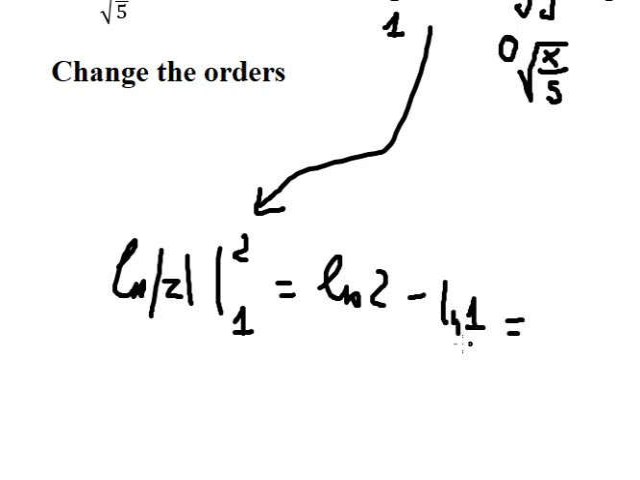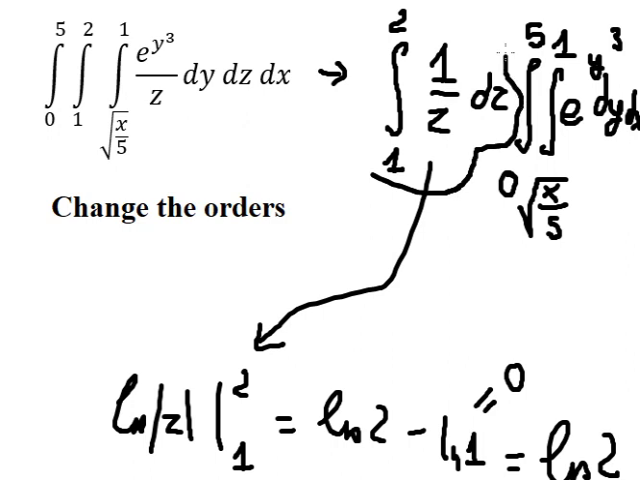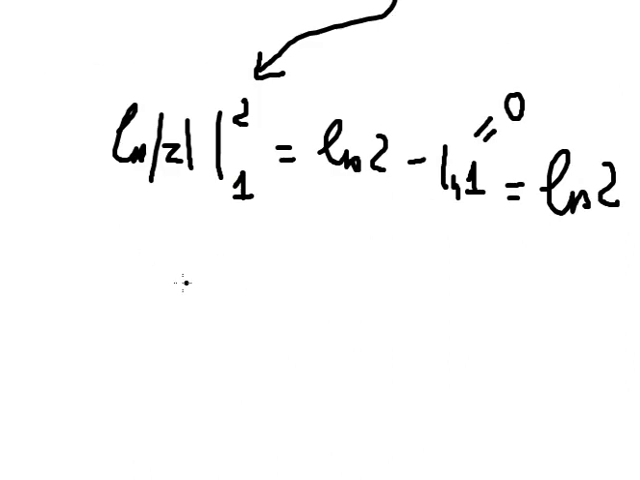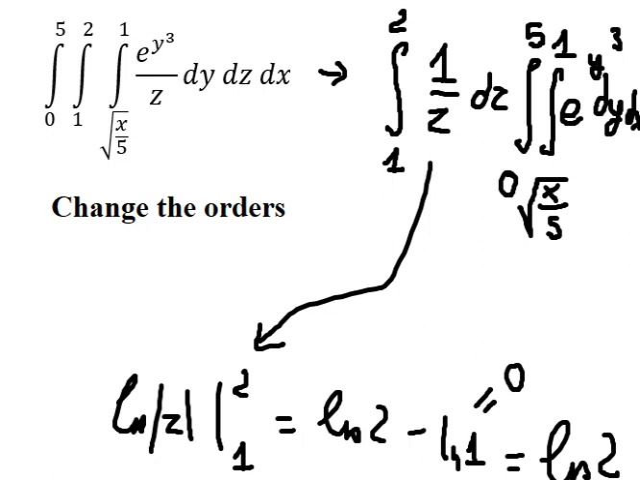So ln of number 1, you get number 0. So we just have only ln of number 2. So the value of this one is ln of number 2. So we just consider about dy and this s.